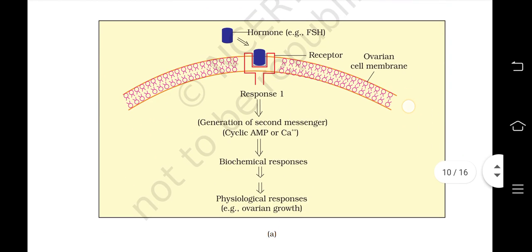Now we are looking at the diagram where there is a representation of the mechanism of hormone action. The diagram which we are looking at, which is A, is a type of protein hormone, and it is interacting with the receptor present on the cell membrane. Which in turn is producing a response in the form of cyclic AMP or calcium ions, and then the biochemical responses are generated from them, and then the physiological responses, for example ovarian growth.